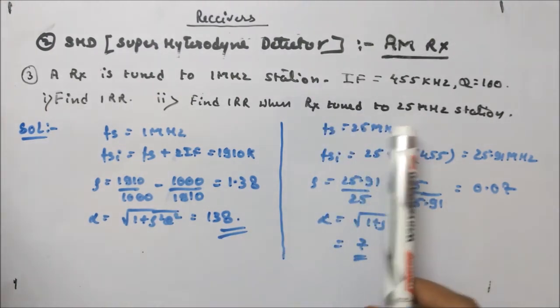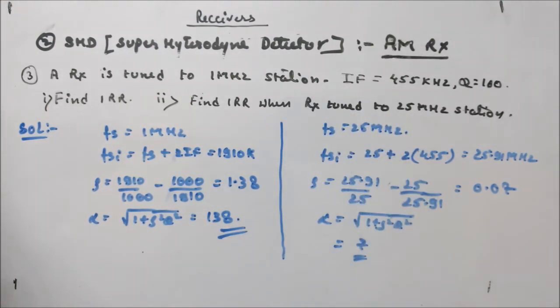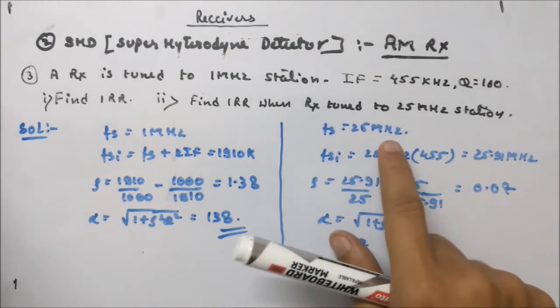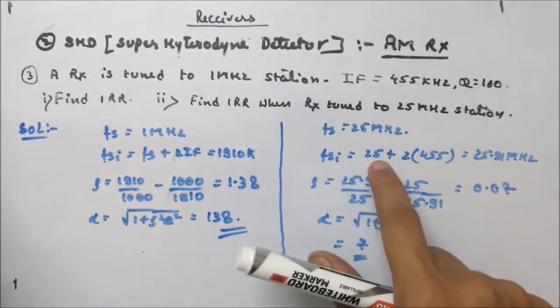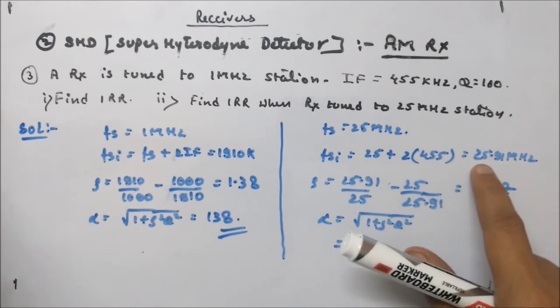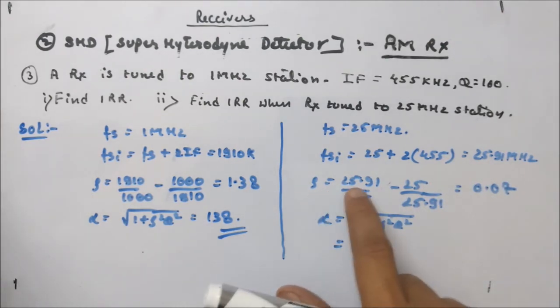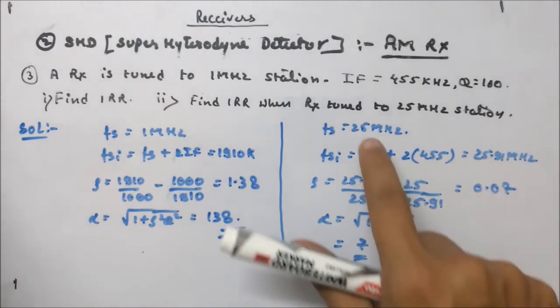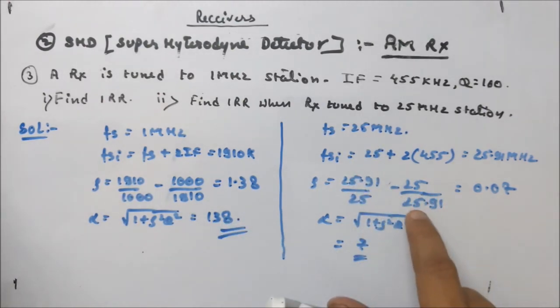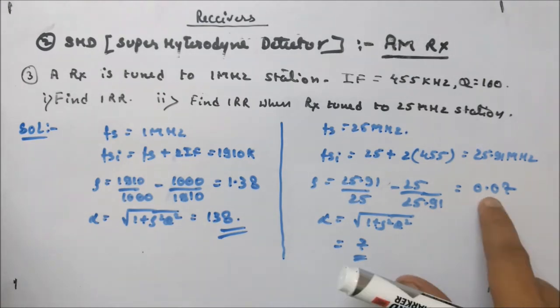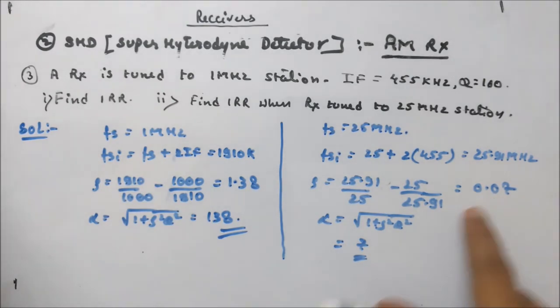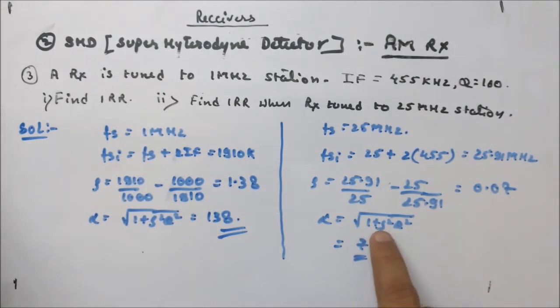Now in the second case, when RX is tuned to 25 MHz, FS will be 25 MHz, FSI will be 25 plus 2 into 0.455, which comes out to be 25.91 MHz. Rho can be calculated as 25.91 divided by 25 minus 25 divided by 25.91, which comes out to be 0.07. If you plug the values into alpha, under root 1 plus rho square Q square, you will get 7 as alpha. So you can compare.